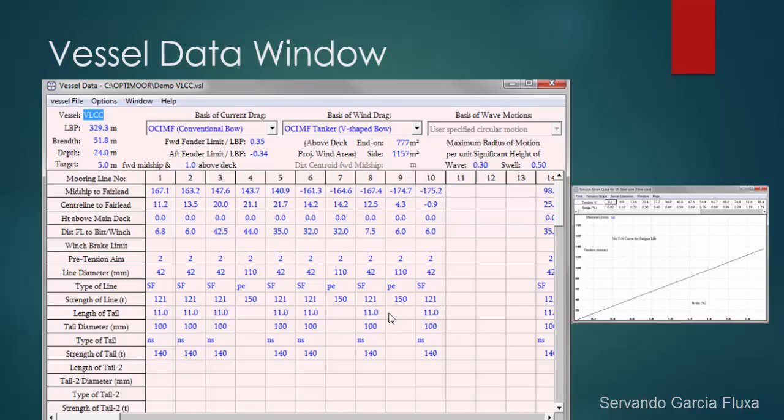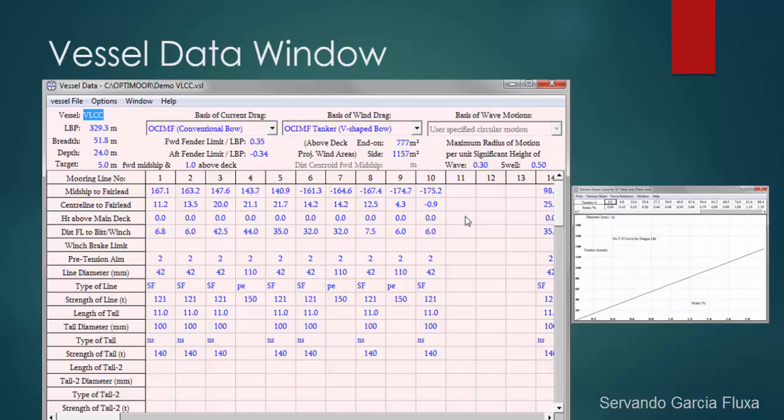Also, OPTIMOOR allows you to define the strain and tension curve for the lines. Maybe you're using some other material that OPTIMOOR doesn't have implemented, and so you can define your own if you don't find the one that you're using in your design. So you can define your own curve.